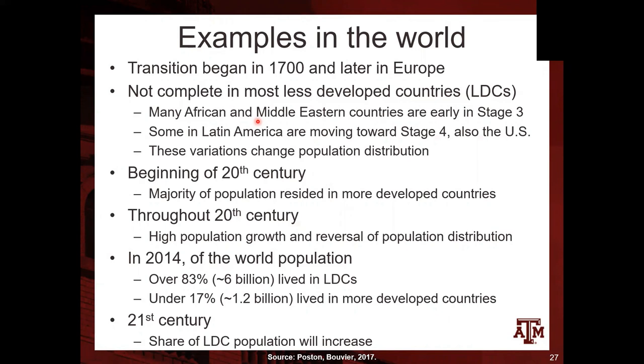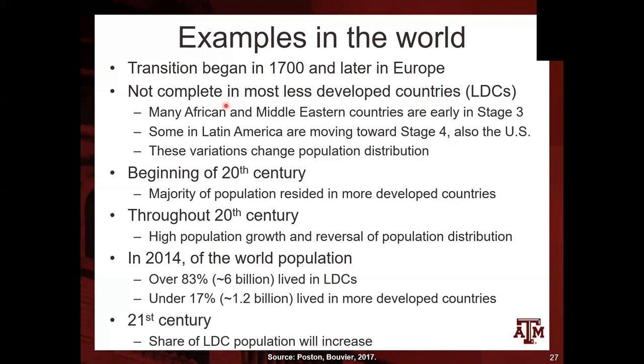And all these variations change population distribution, right? We saw in those tables that I showed in the previous lecture, the projection of the population by continent, that we expect the population in Africa will increase from 1 billion nowadays to around 4 billion by 2100, based on those estimations that Hans Rosling showed us. And that increase will cause a change in population distribution across continents, with a higher proportion of people living in African countries.